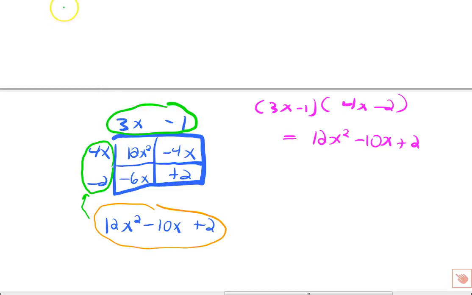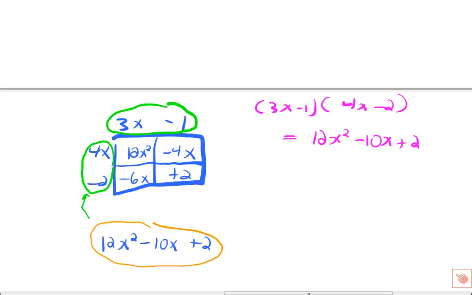So in order to answer that question, we need to look at some patterns. As I look at this, the first thing I notice is that 3x times 4x is 12x squared. That seems to work, that these two numbers multiply to 12. So that's always going to happen there. And then these last two numbers multiply to 2. It's these middle two numbers that are going to be harder to find.